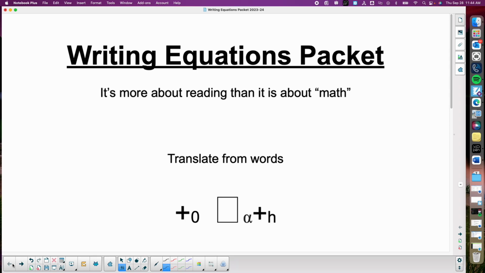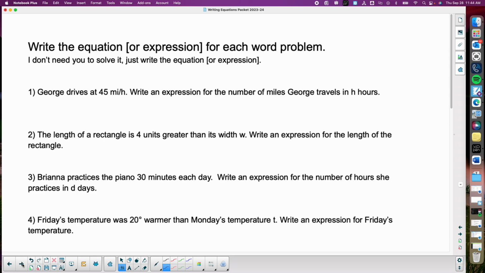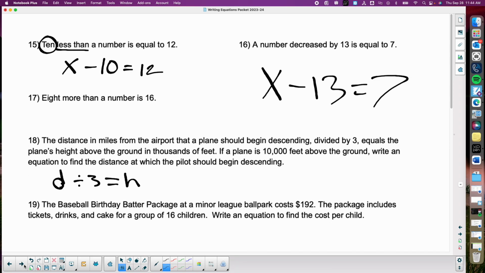Where should the 10,000 go in the problem? Does it go in place of the D or the H? What's the 10,000 stand for? D. Okay, what's the 10,000 stand for? Distance. Well, actually, no. The distance is supposed to be how many miles from the airport. The height is supposed to be feet.